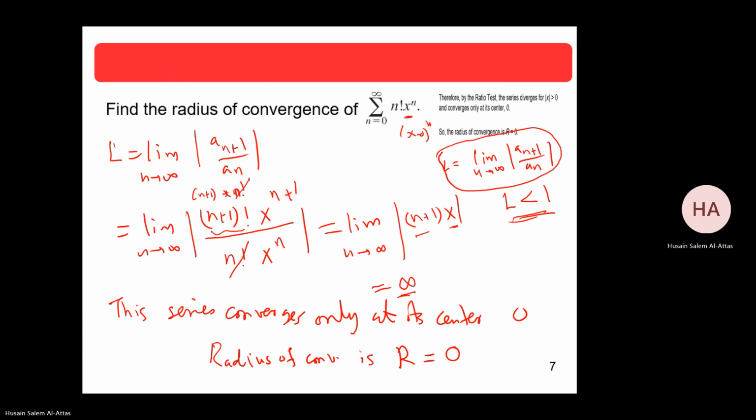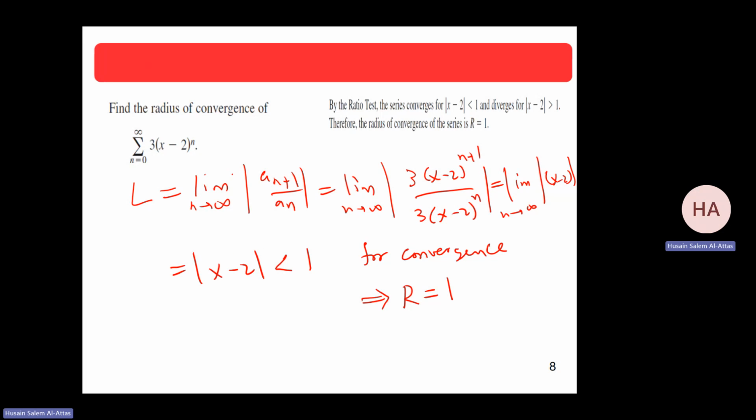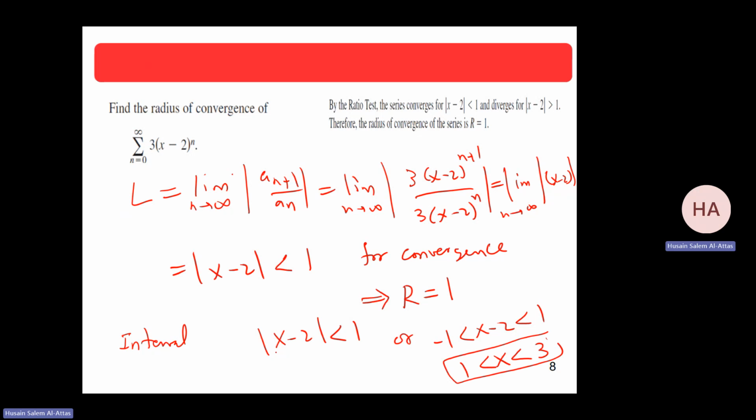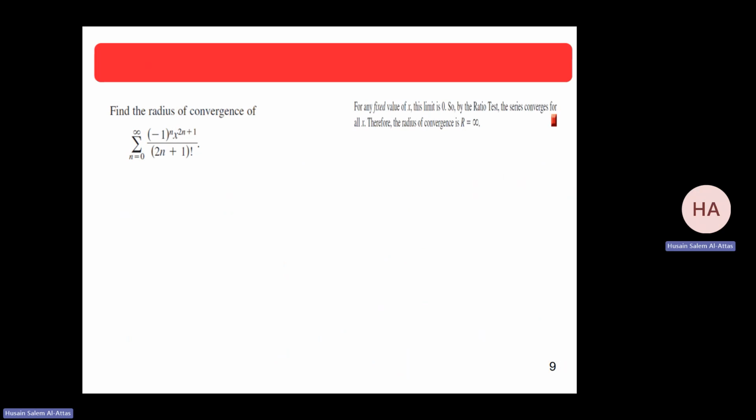Okay. So R equals 1, and the interval is what? Absolute value x minus 2 less than 1, or x minus 2 between minus 1 and 1. You can say x is between 1 and 3. Actually, I need to check later. We check endpoints too, and that's what we'll discuss later. But for the time being, I just want you to know this.